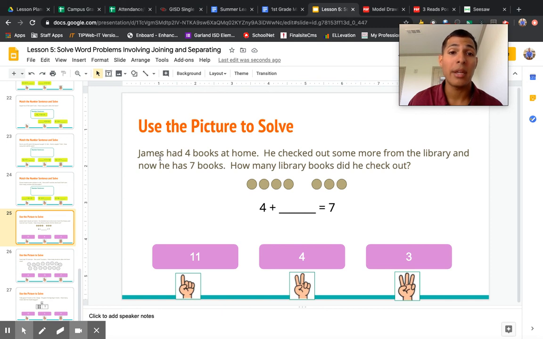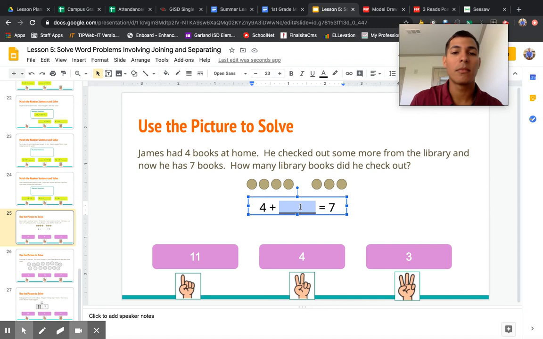I'm going to read it again. James has 4 books at home. He checked out some more from the library and now has 7. How many books did he check out? Give me a 1 if you think it's 11. Give me a 2 if you think it's 4. Give me a 3 if you think it's 3. 3, right? And that's where this model here helps us, guys.